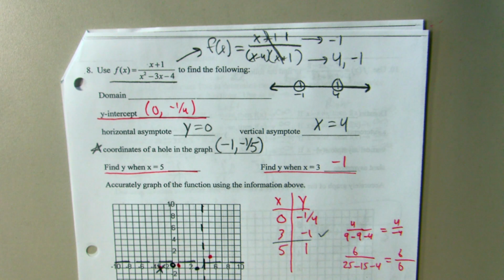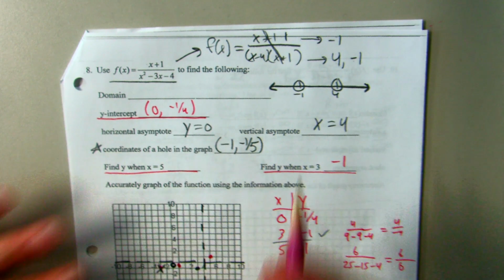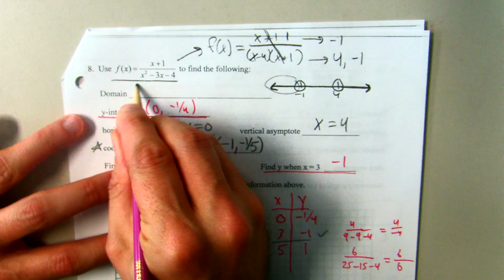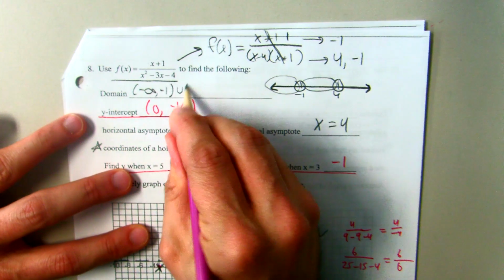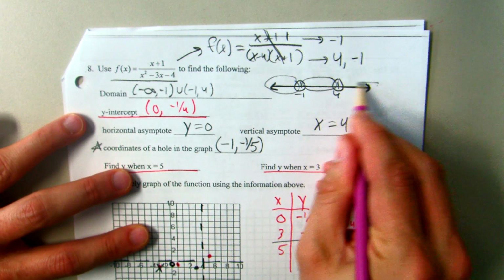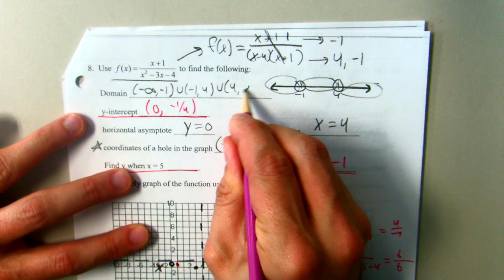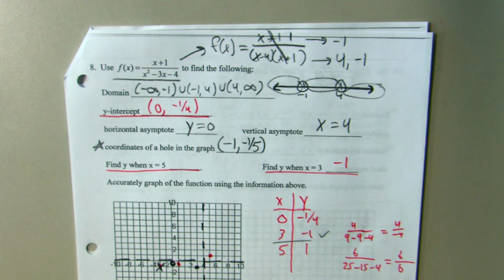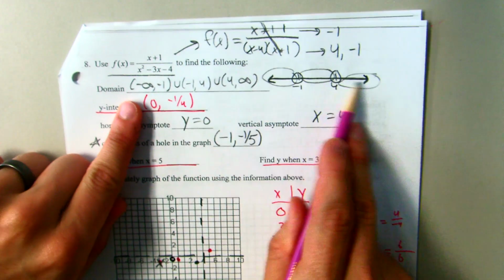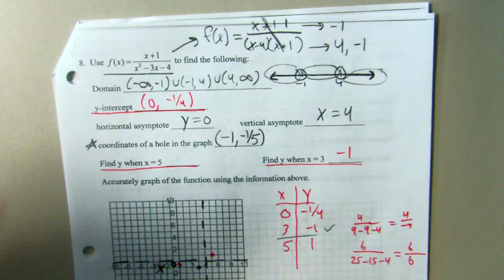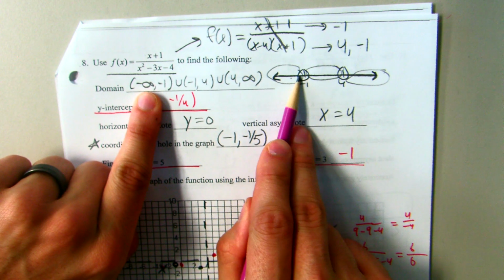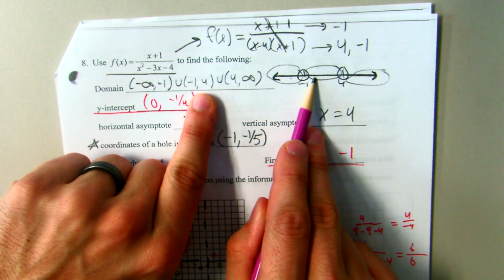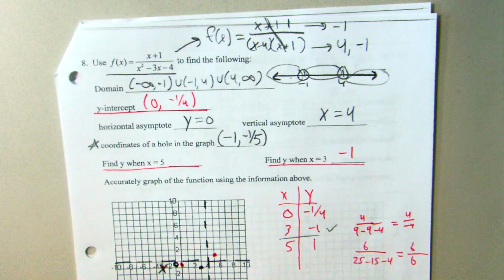domain, which means I can plug in all of these values, all of these values, and all of those values. Really easy for me to write out the domain if I make that number line and see the intersections. Everything from -infinity to -1, the numbers from -1 to 4, and the numbers from 4 to infinity.